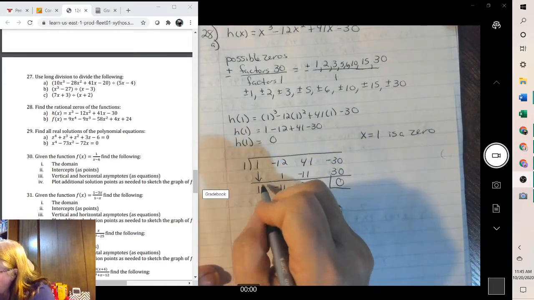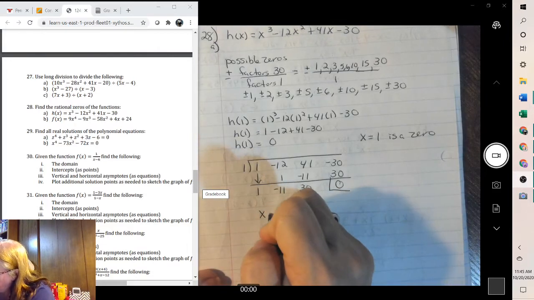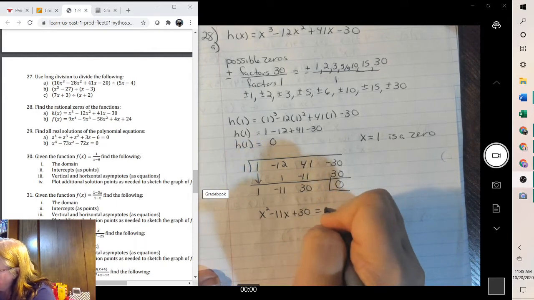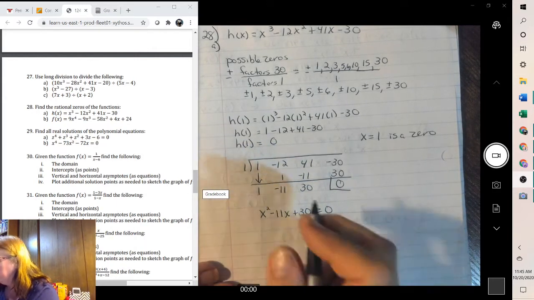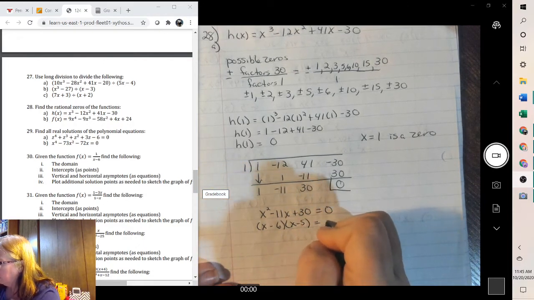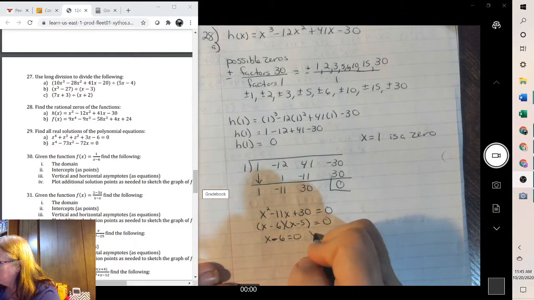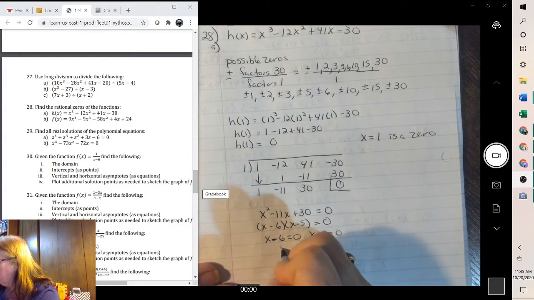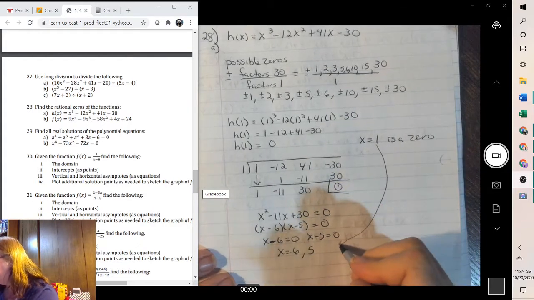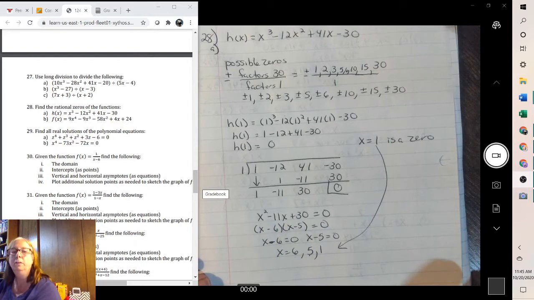So then this gives us, this was x cubed, it goes down by 1 degree. So it's 1x squared minus 11x plus 30. And this is factorable, x minus 6 and x minus 5. Set both of those equal to 0, and you get 6 and 5. And then the 1 from here. So our zeros are 6, 5, and 1.